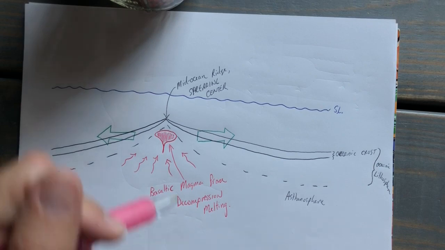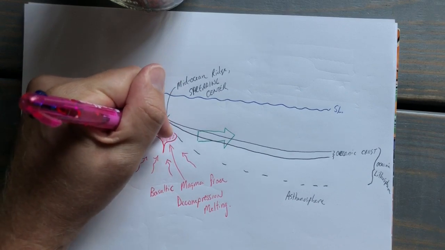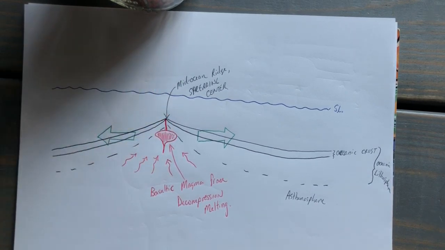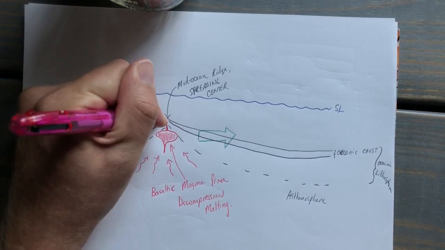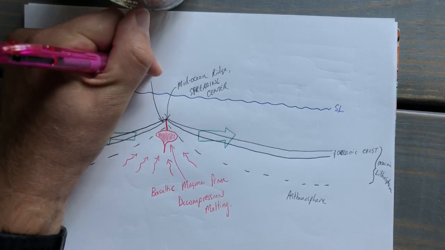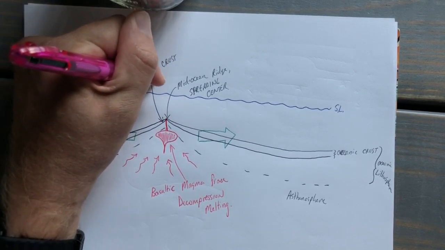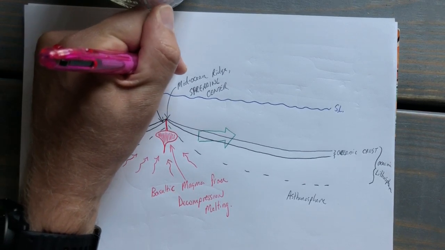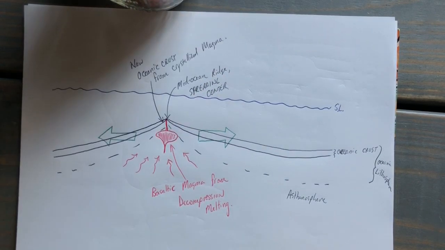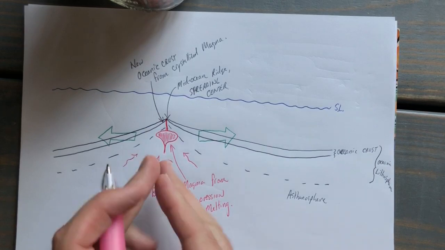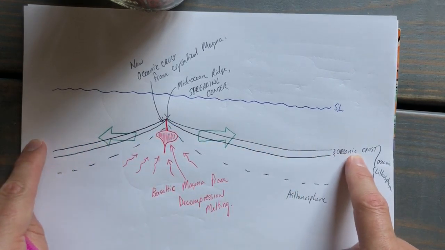That magma rises and either solidifies just before it erupts, or it erupts and solidifies on the ocean floor. And the oceanic crust, we have new oceanic crust from crystallized magma. So we're constantly producing new oceanic crust from crystallized magma as long as the plates are moving apart.